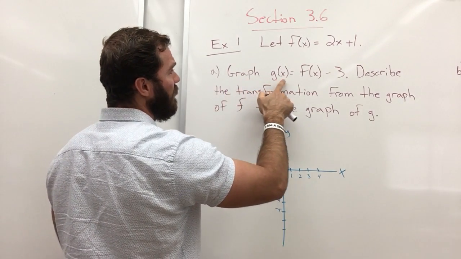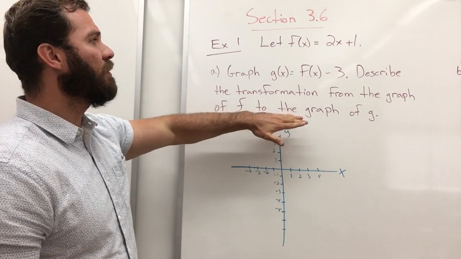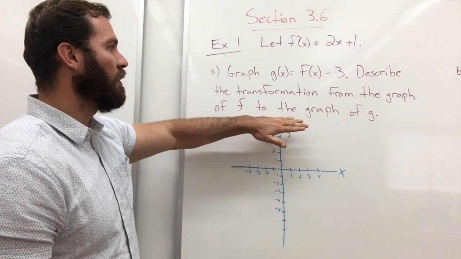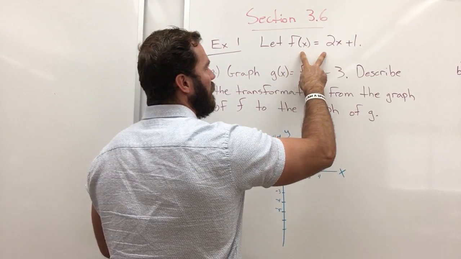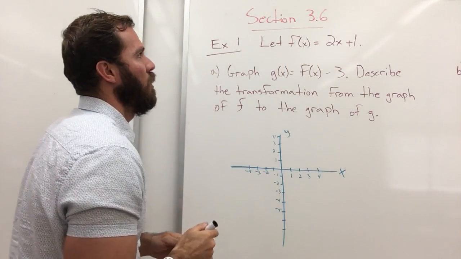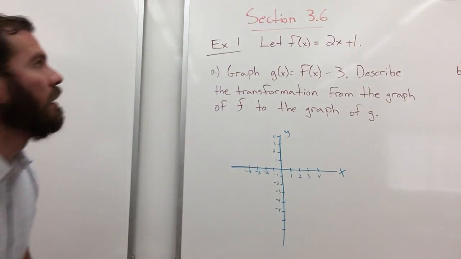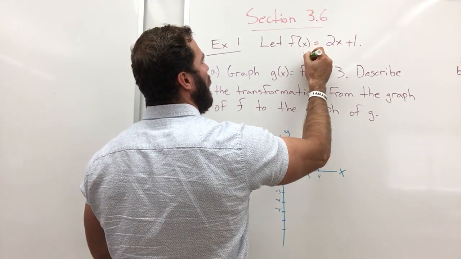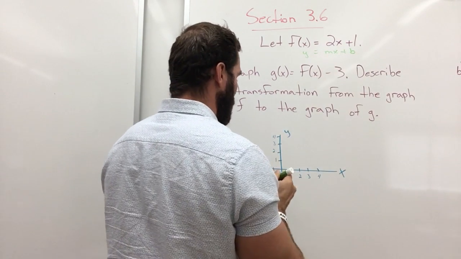So we're going to graph g of x equals f of x minus 3. Describe the transformation from the graph of f to the graph of g. Well, first, I'm going to graph f of x, 2x plus 1. That's the same, you guys, as saying y equals mx plus b, right?